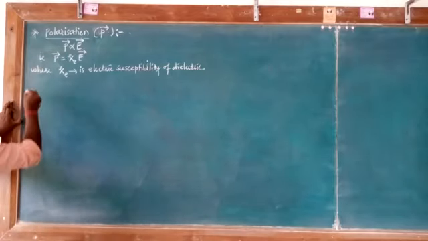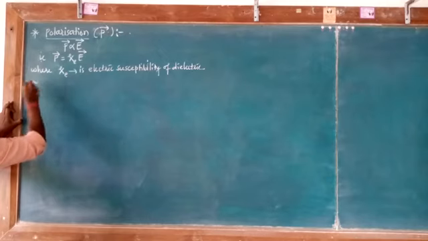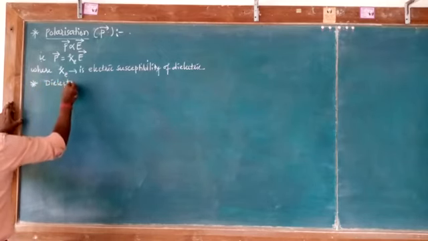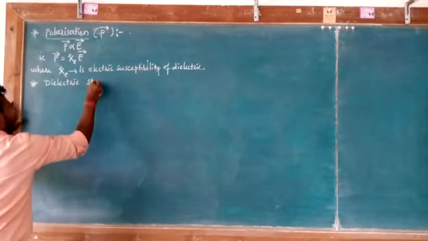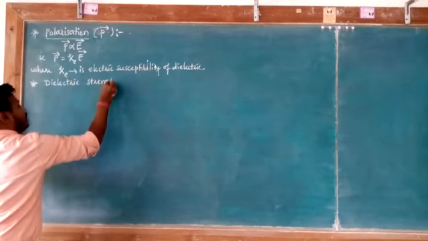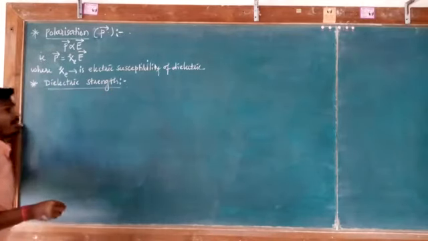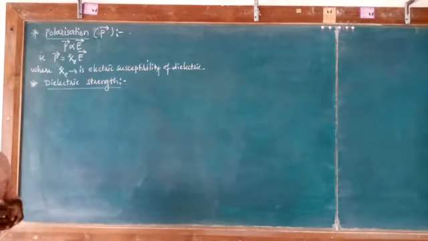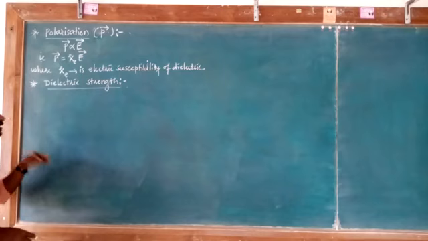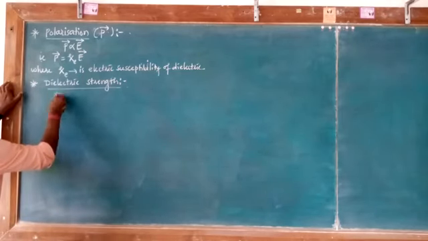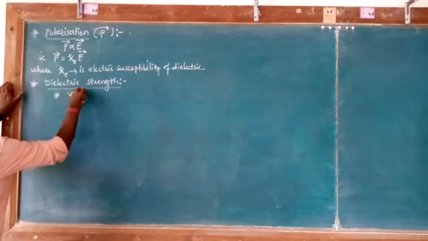In the same way, one more term is there, that is dielectric strength. Dielectric strength means the maximum electric field that can be applied to a dielectric without its breakdown. The SI unit of dielectric strength is volt per meter.